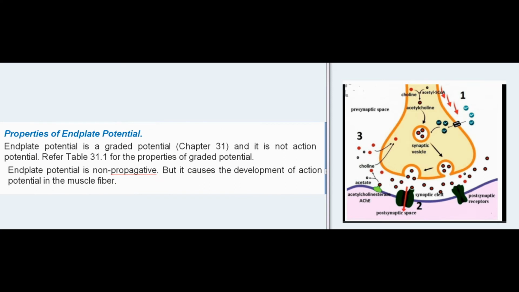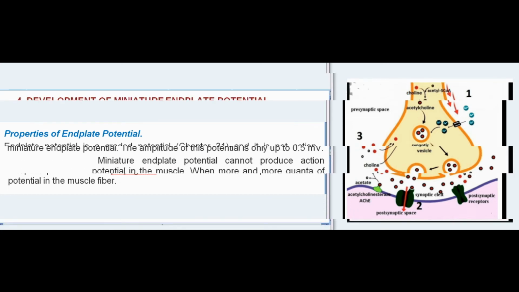Properties of endplate potential. Endplate potential is a graded potential, Chapter 31, and it is not action potential. Refer Table 31.1 for the properties of graded potential. Endplate potential is non-propagative, but it causes the development of action potential in the muscle fiber.